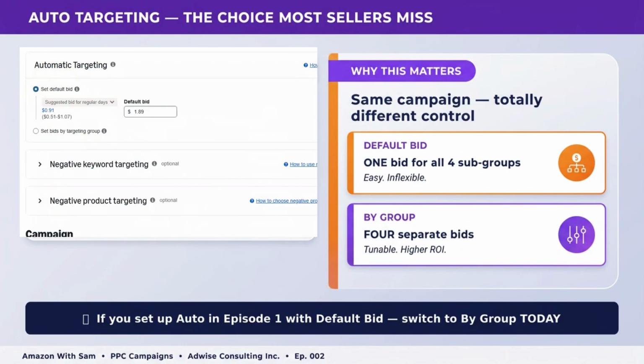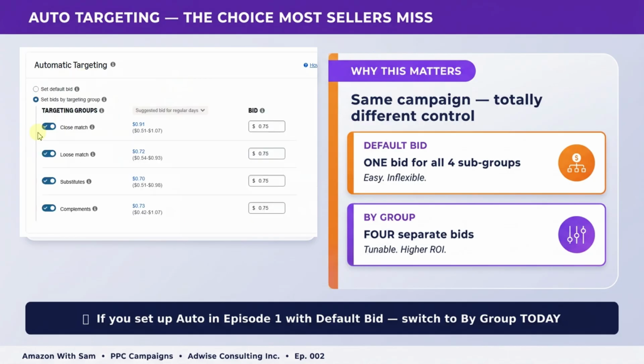Here's the first thing nobody told you. When you opened your auto campaign, you picked Set Default Bid. That means Amazon uses one single bid for every search it decides to test. Simple, easy, beginner-friendly. But there's a second option right below it called Set Bids by Targeting Group. Same campaign, same auto, but suddenly you can bid each of 4 different subgroups separately. This is where pros pull ahead of beginners. Let me walk you through each of the 4 subgroups, what they do, and how to bid them.